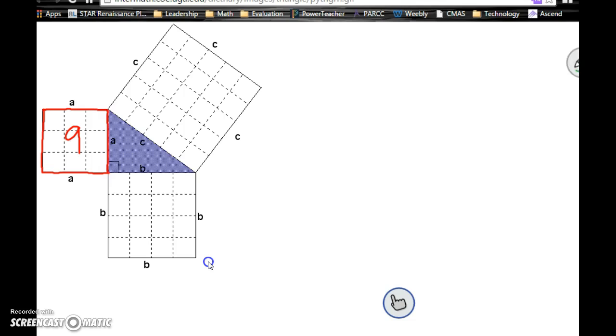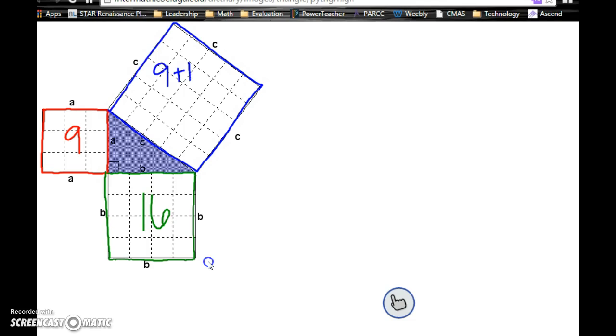Okay. What is the area of the square that's created with side lengths of B? Well, B is 1, 2, 3, 4, so 4 squared is 16. Okay, so that means C, the square created off of the hypotenuse with the side lengths of C, must be 9 plus 16. 9 plus 16 is 25.